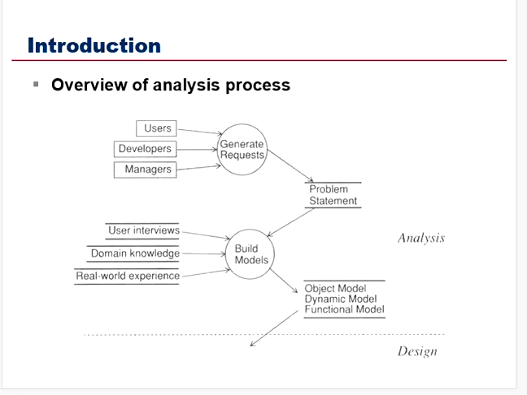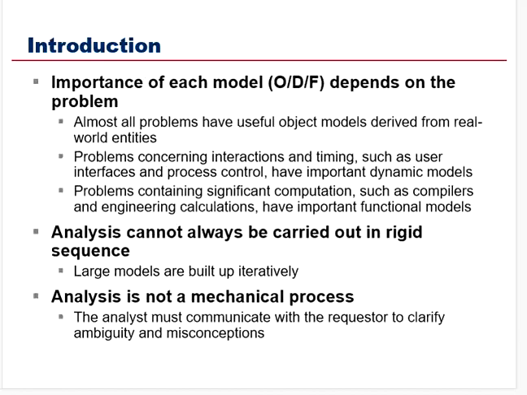In this, you can see the users, developers, and managers that are involved in a particular analysis phase. They can generate the request, and whenever they generate the request, they state the problem statement. Through this problem statement, they can build various models, that is the object model, dynamic model, and the functional model. Okay. Now see the importance of each model, that is the object, dynamic, and functional.